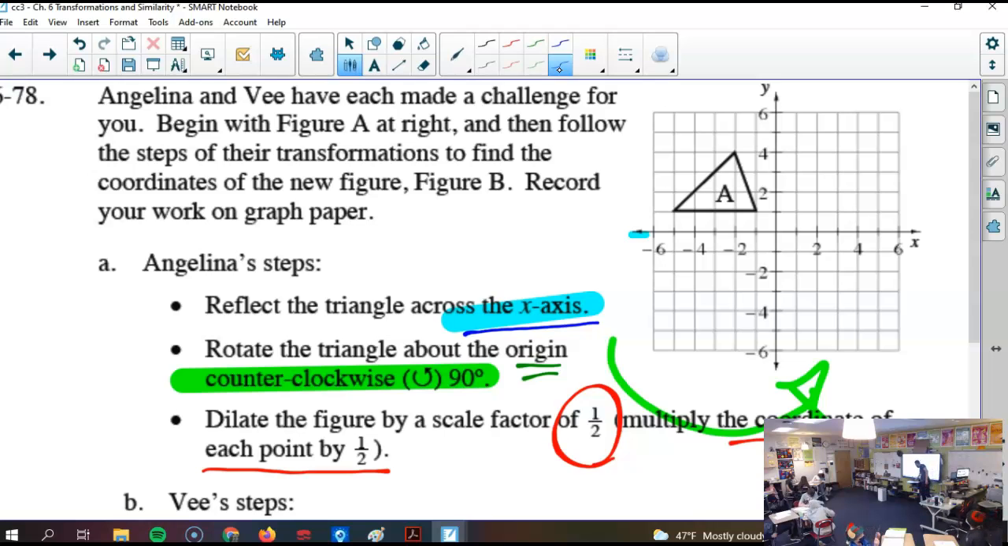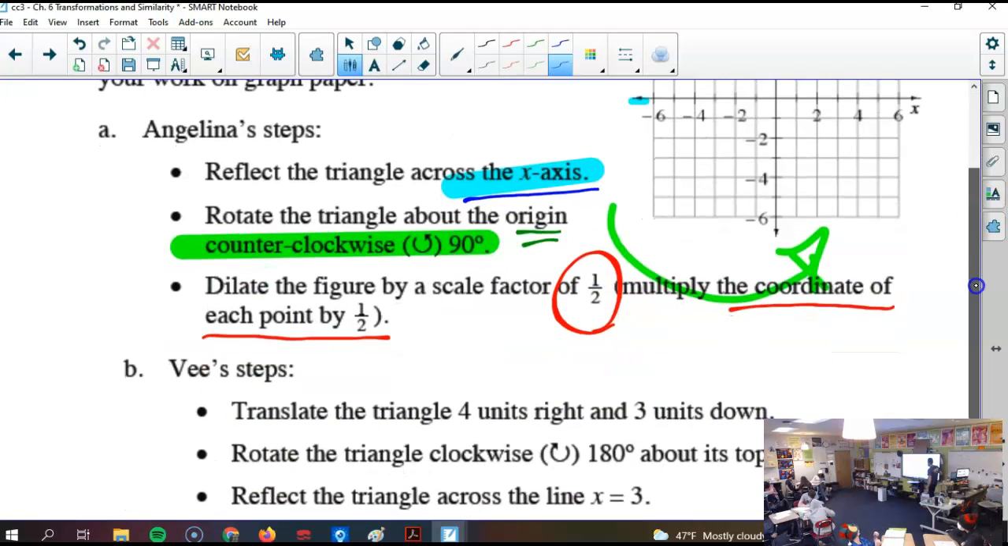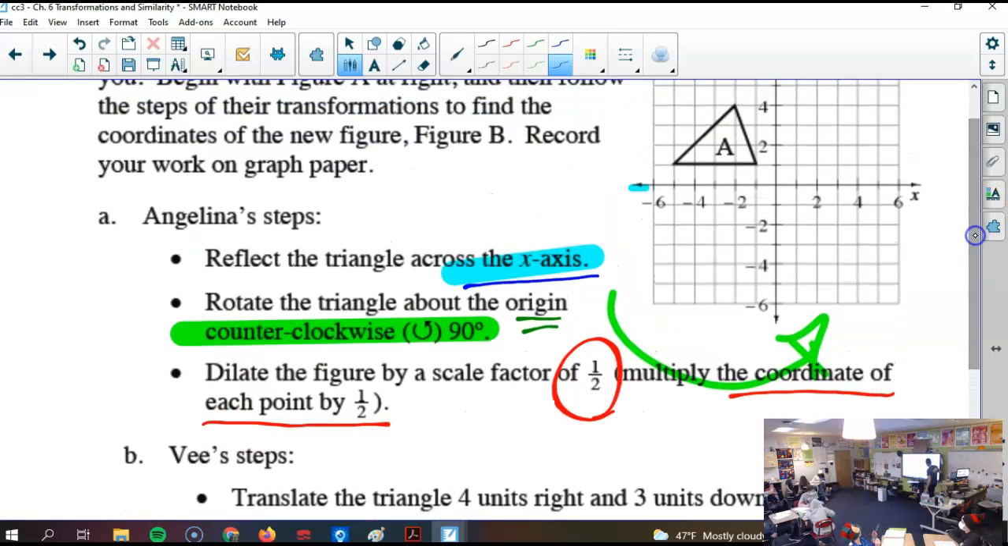Don't read it for the other kids. 1, 2, 3, 4. You guys might have to help me so I don't have to keep scrolling. 4 and 3. 1, 2, 3, 4. 1, 2, 3. Oh, and this is on your homework.